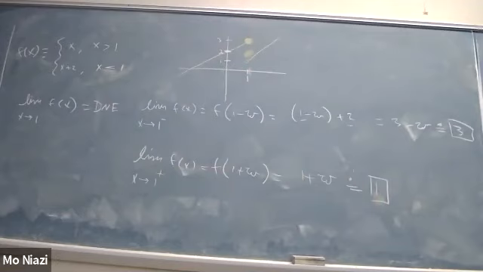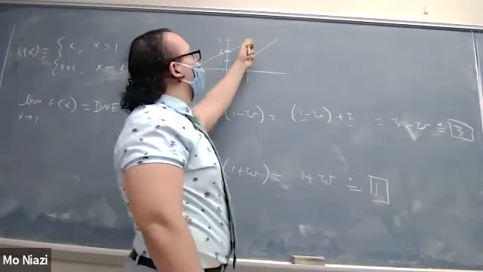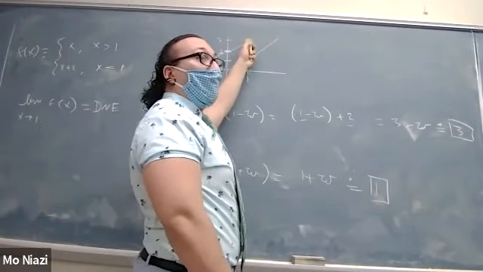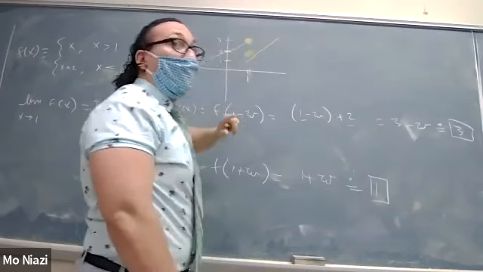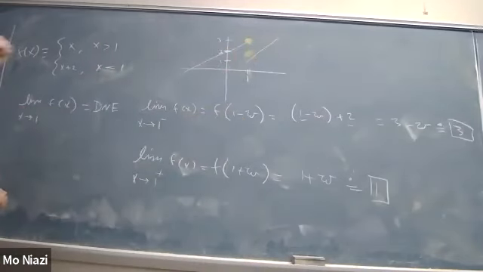Would have changed the left-handed limit? No, it wouldn't. Because the limit doesn't care whether it's defined at this point or not. It just cares what it is really close to, to the left. That's all it cares about. It doesn't care whether it's defined at that point or not. That is the point. No pun intended.